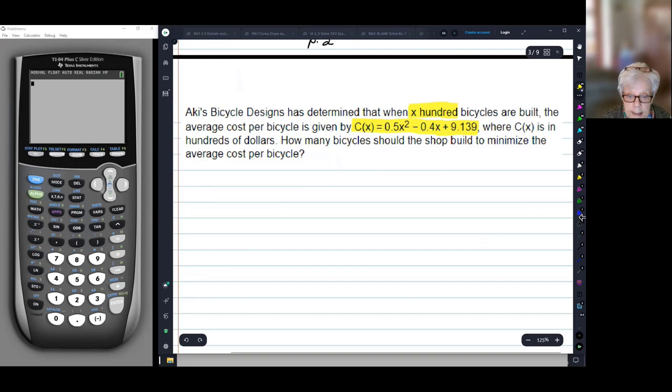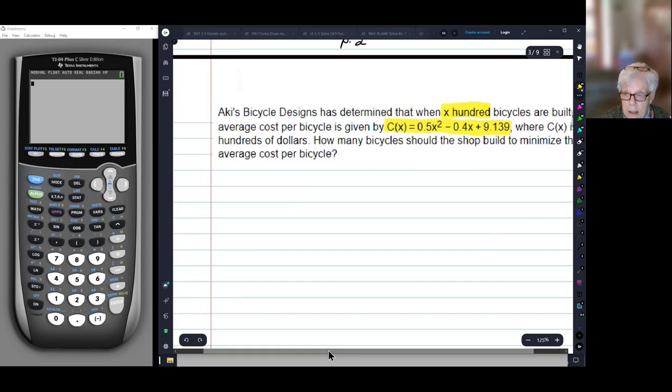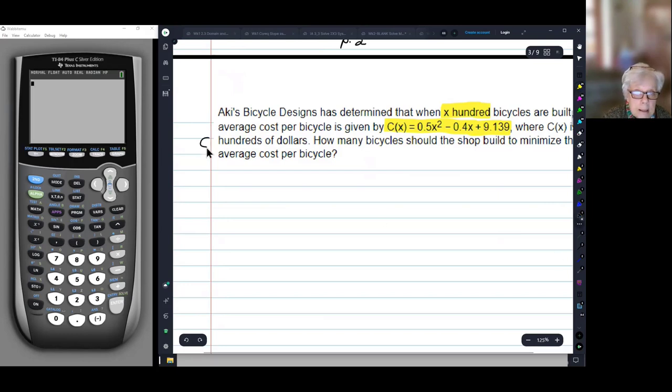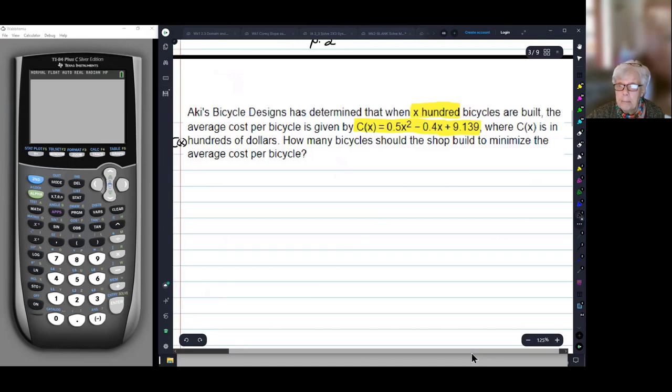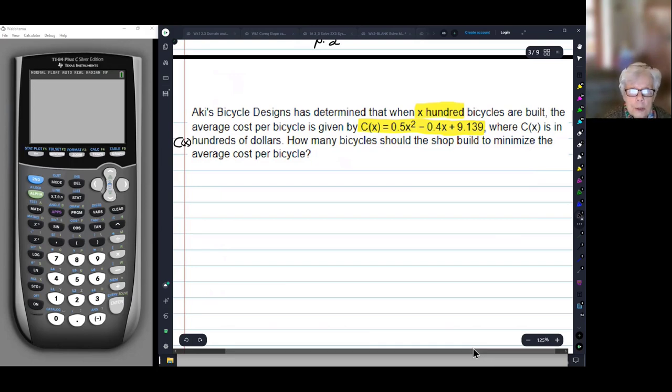All right, so let me write C of X beside there, just to keep them together. C of X, which is really Y, of course. Now, how many bicycles should the shop build to minimize the average cost? Well, that makes sense. We all want to minimize our costs, unless we go on a buying binge. Then we just regret it later.